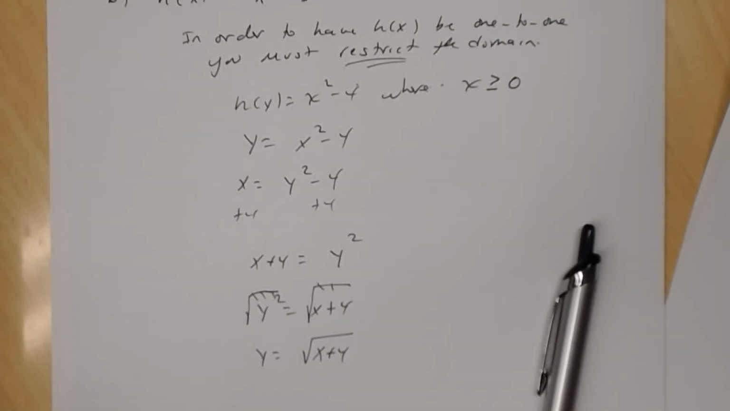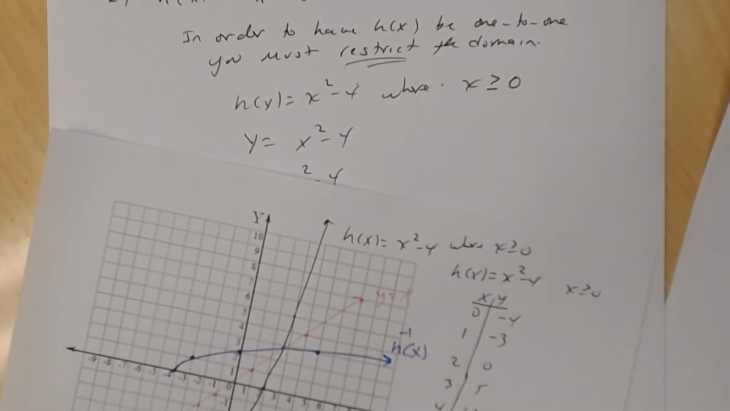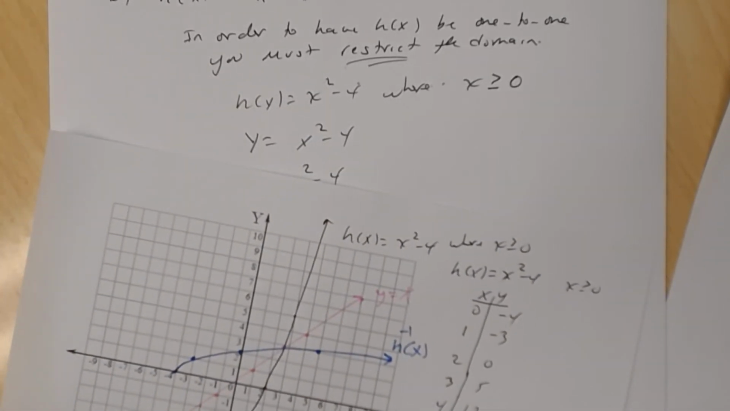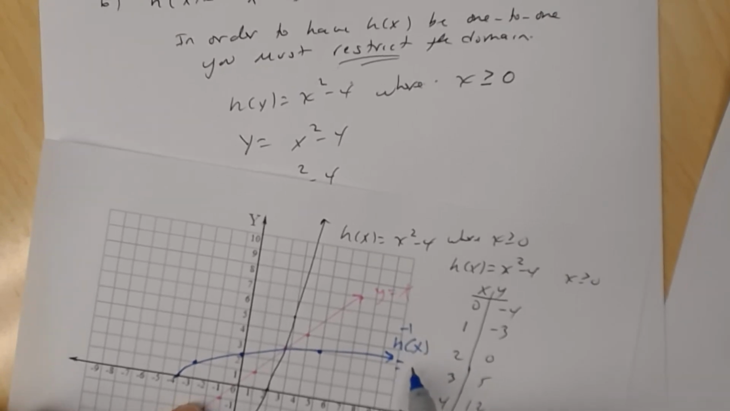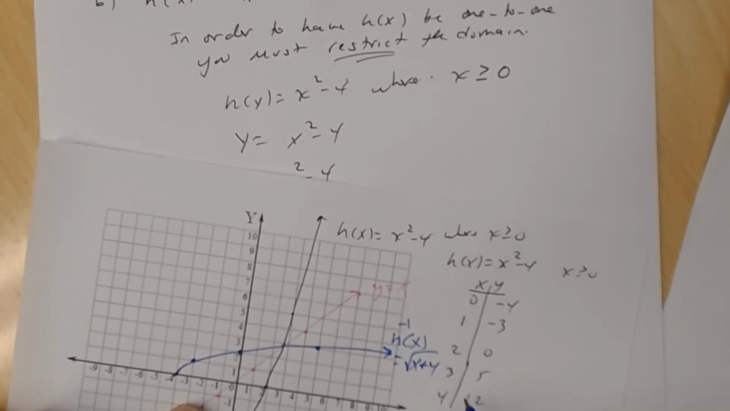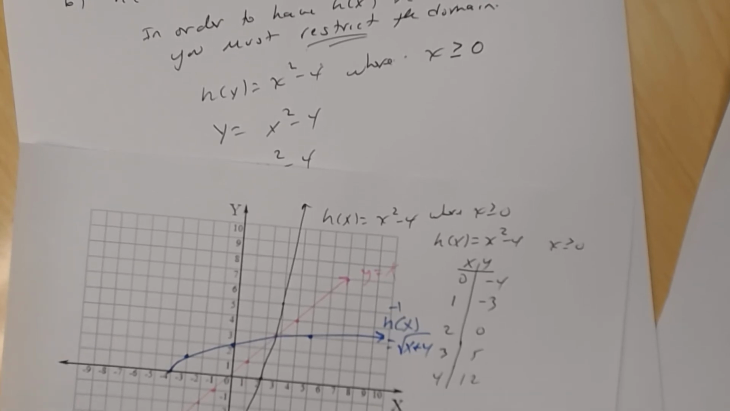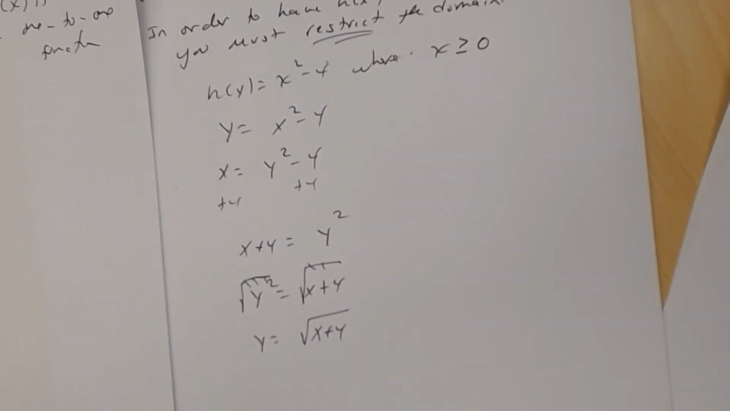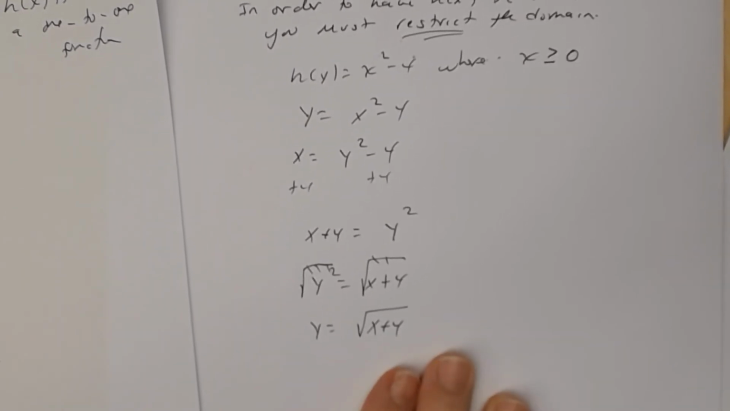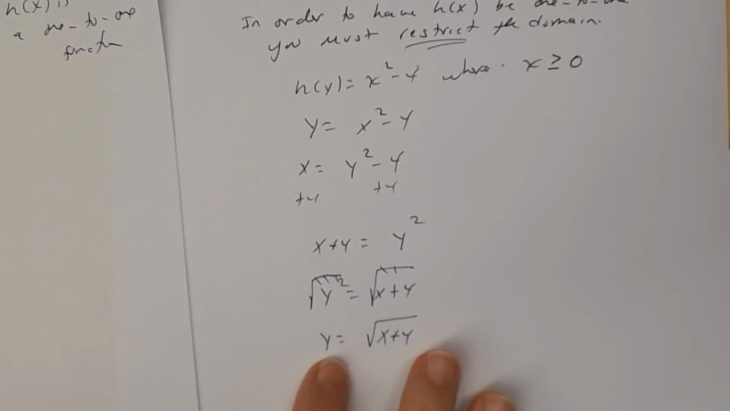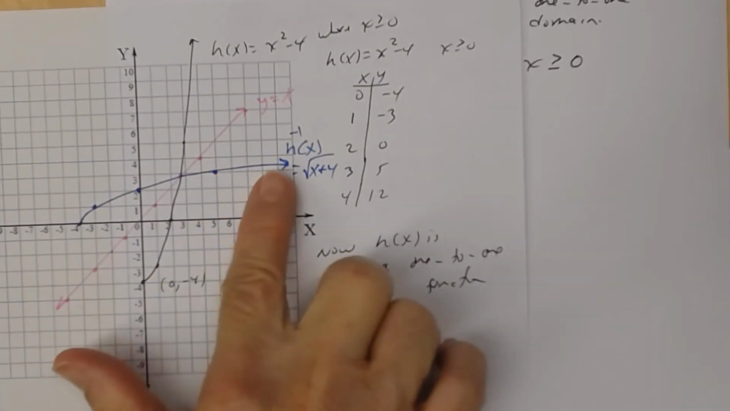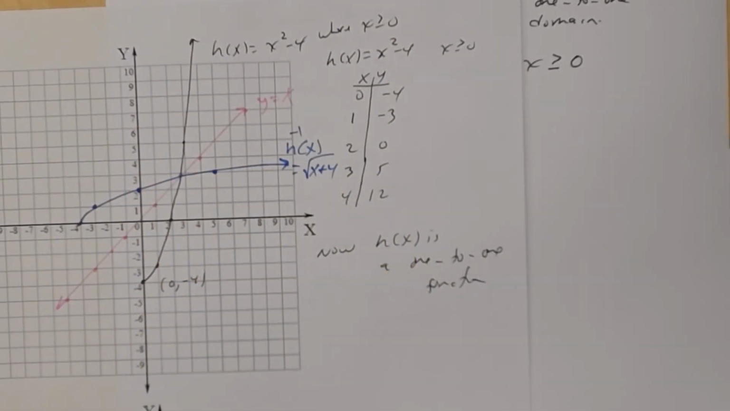I want you to notice this. Square root of x plus 4. That's this right here. That's that blue, that's the inverse, h inverse. So h inverse is the square root of x plus 4. That's the graph of the square root of x plus 4. All right. And that is it. That's all you have to do. You don't have to worry about the restrictions here because you know that y equals square root of x plus 4 is already a one-to-one function that's symmetrical about the line y equals x.